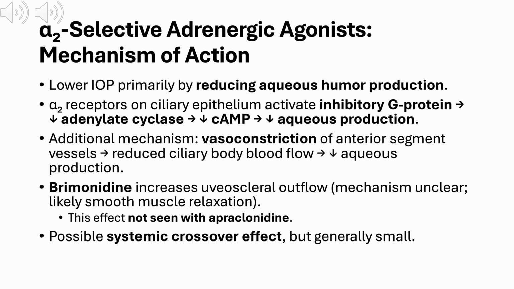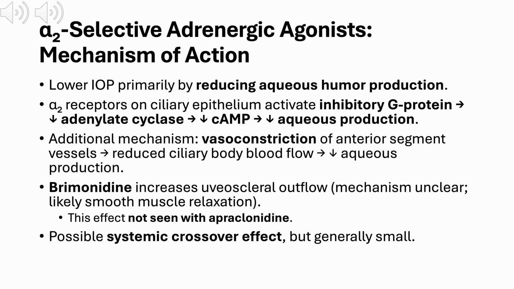Now, let's talk about the alpha-2 selective adrenergic agonists. These agents lower intraocular pressure primarily by reducing aqueous humor production. The alpha-2 receptors on the ciliary epithelium activate an inhibitory G protein which decreases adenylate cyclase, lowers cyclic AMP, and ultimately decreases aqueous production. There's also an additional mechanism involving vasoconstriction of the anterior segment vessels, which reduces ciliary body blood flow and further limits aqueous humor formation.